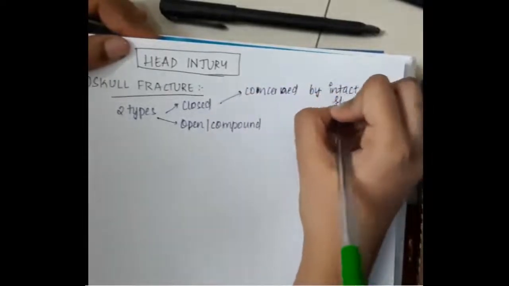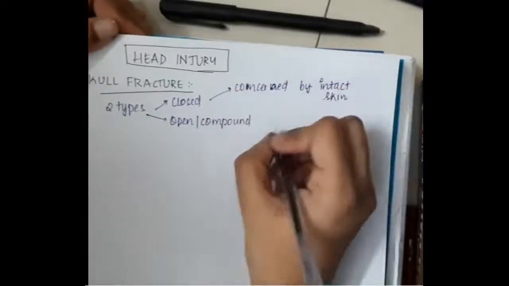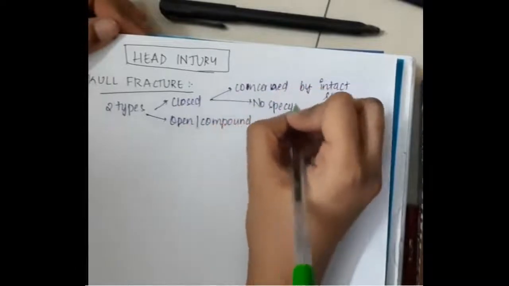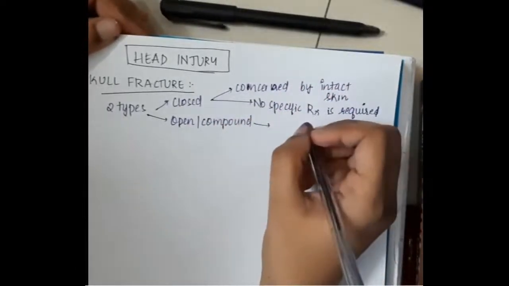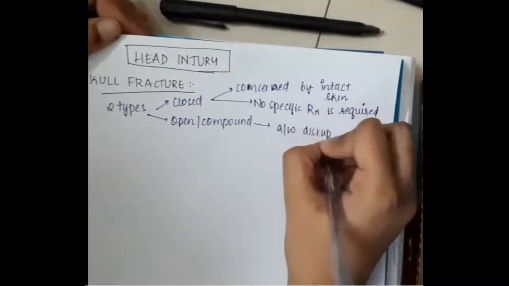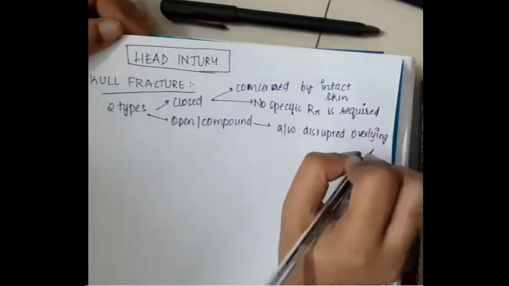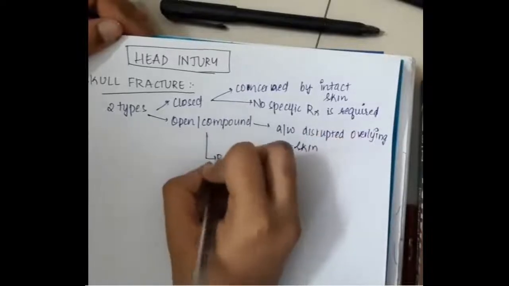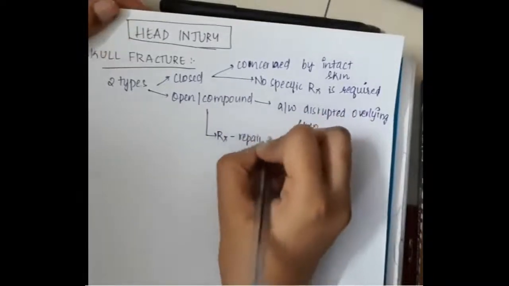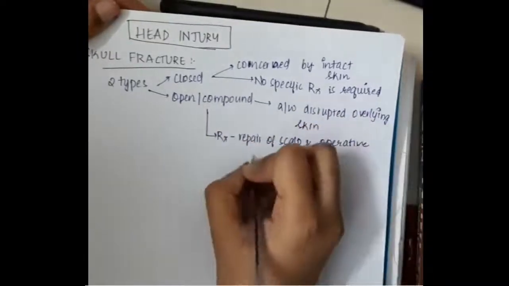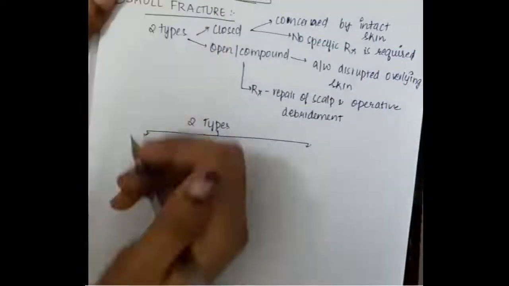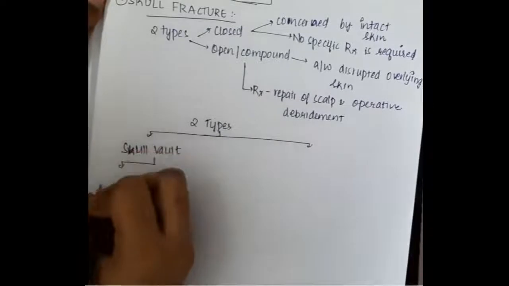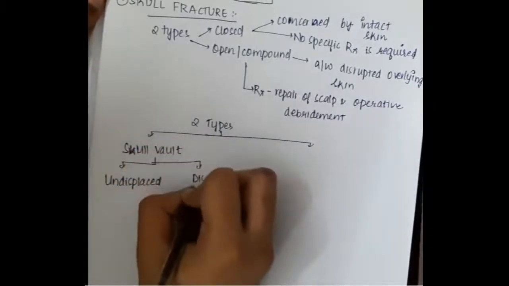Closed fractures are covered by intact skin. There is no specific treatment required for closed fracture. Open or compound fracture is associated with disruption of the overlying skin. Treatment of open fracture is repair of the scalp, and post-operative debridement can be done for open fracture.